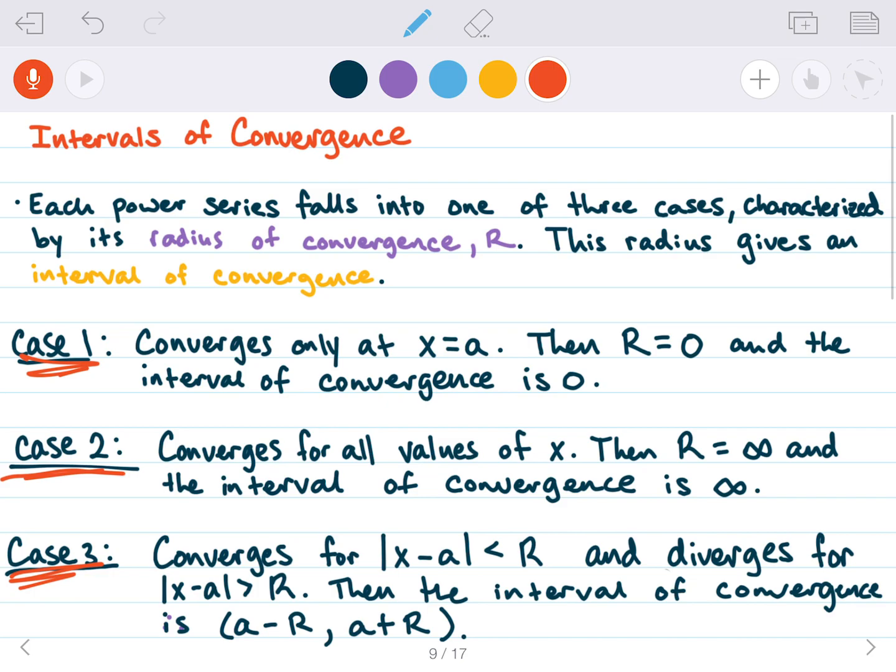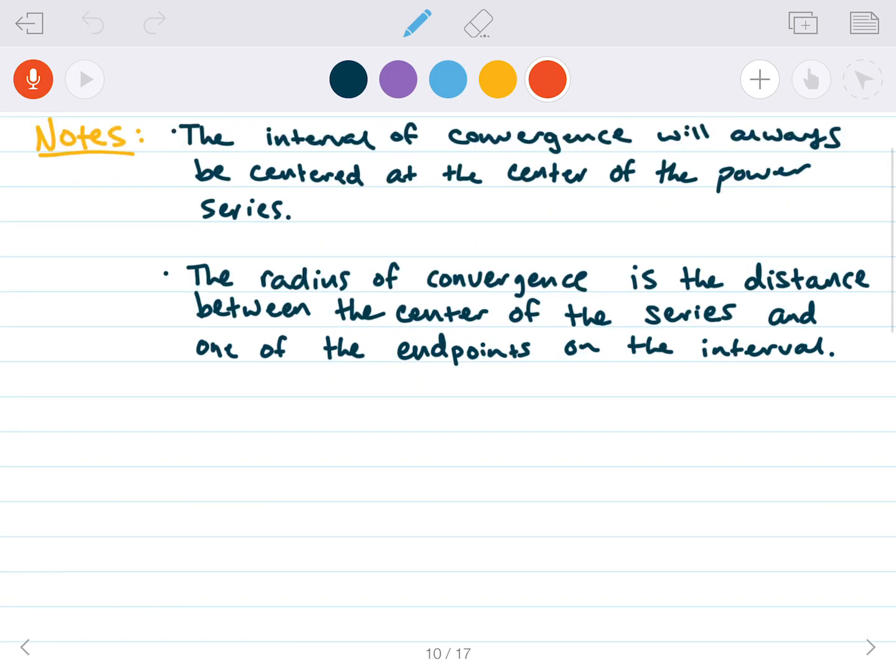So we're going to do several examples of this. And the idea here, so these are some important ideas. The interval of convergence is always going to be centered at the center of the power series. And the radius of convergence is the distance between the center and one of the endpoints.